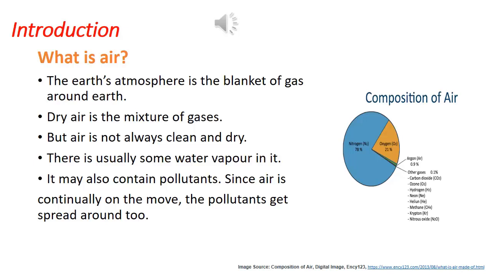The first lesson is about air. What is air? As we all know, air is a mixture of gases. The Earth's atmosphere is the blanket of gas around the Earth. Dry air is a mixture of gases. But air is not always clean and dry. There is usually some water vapor in it, which means that it contains humidity. It may also contain pollutants. Pollutants means unwanted gases and dust particles. All these are also present in air.